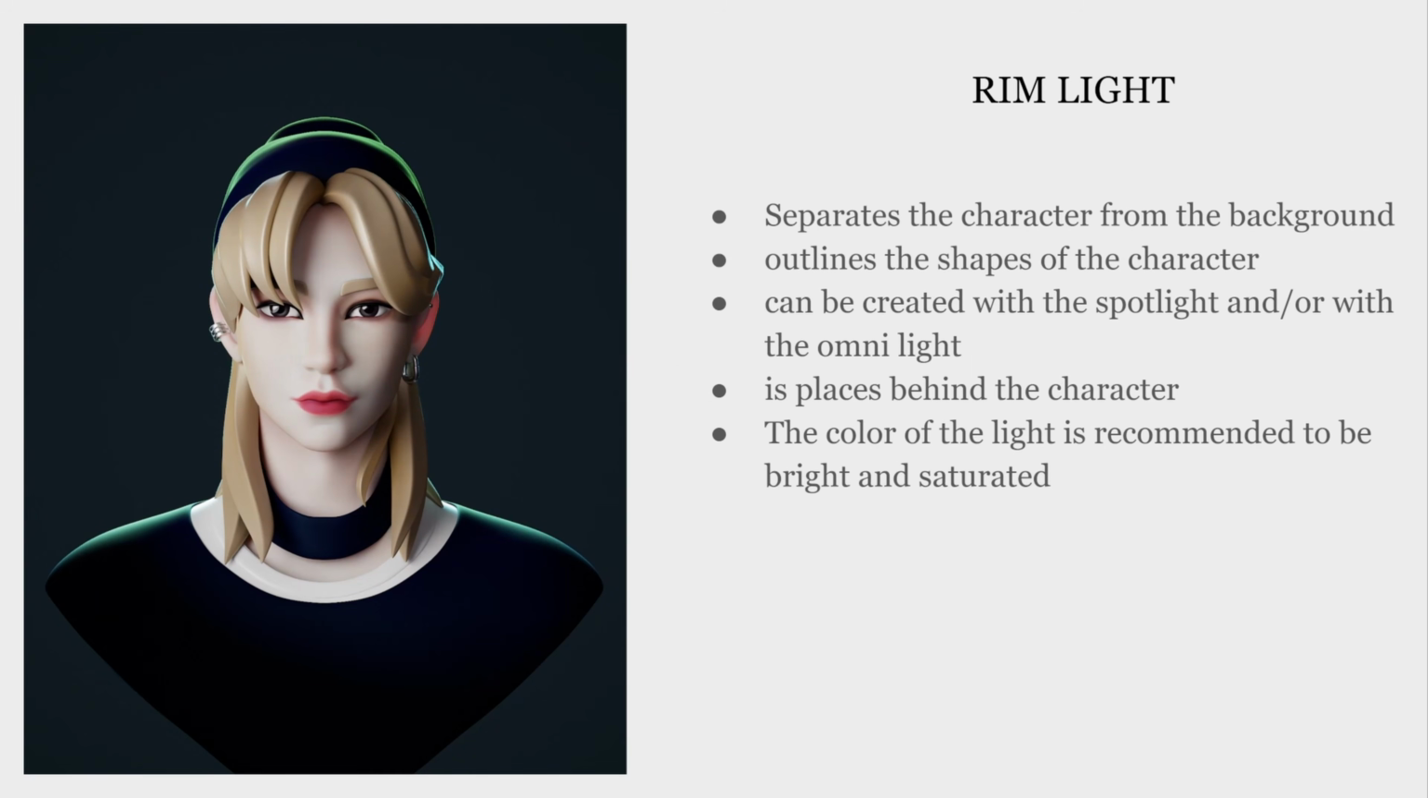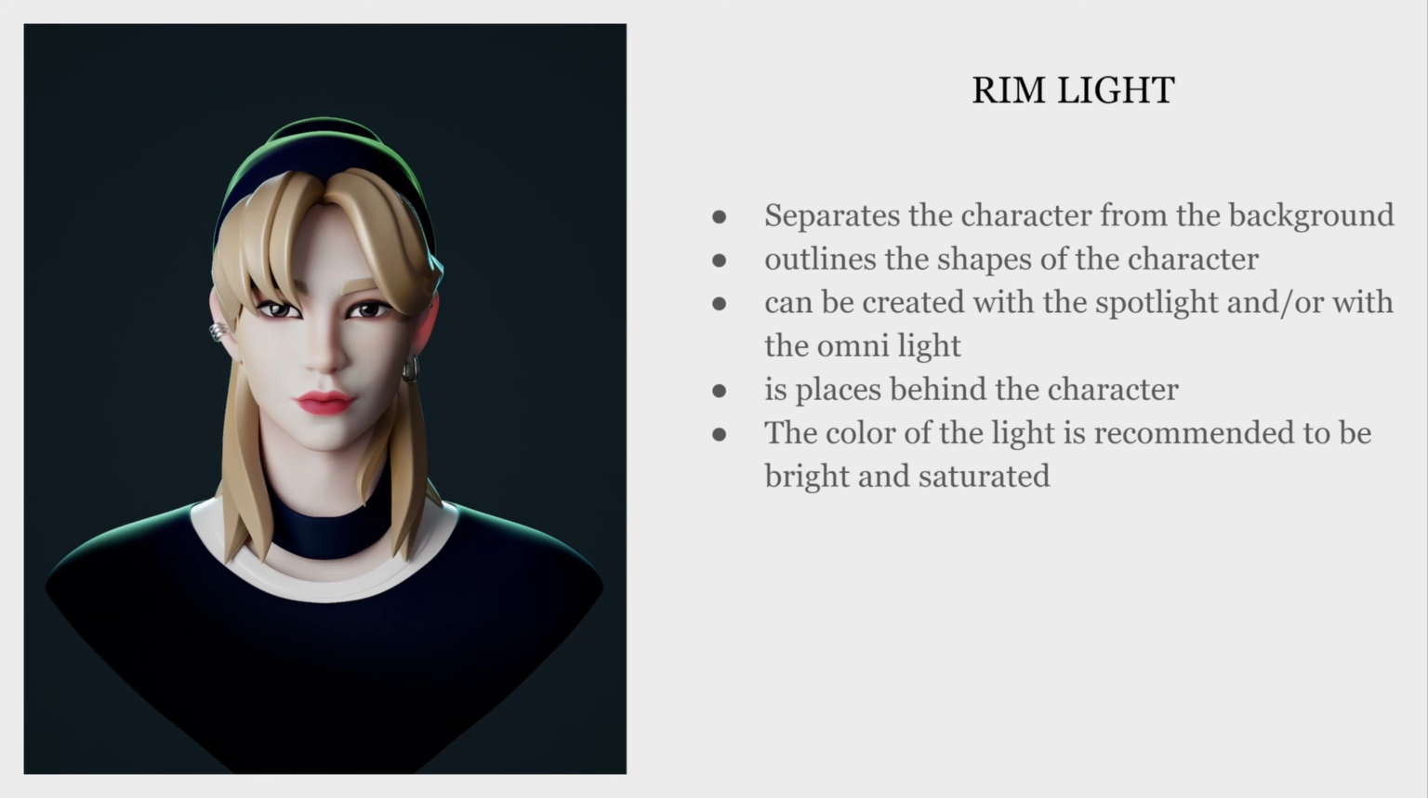And finally, the rim light. The rim light, in my opinion, creates all this magic. The rim light, as you can see from the render, outlines the character. The rim light is a necessary light source to separate the character from the background, revealing the character's shape. You can create rim lighting using a spotlight or an omnilight. The lights are positioned either directly behind the character or diagonally behind.